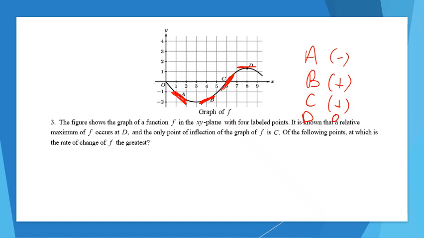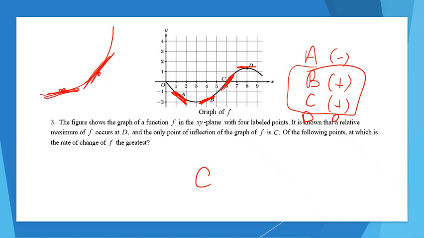So now what we want to do here is, when it says which is the greatest, look at the two positives, B and C. And how can we tell which one's greater? You kind of want to guesstimate the slopes, right? So if we have an upward slope and you have one here and one here, which one's going to be steeper? It's probably going to be C because it's steeper in the positive direction. So C is going to be our answer for 3.